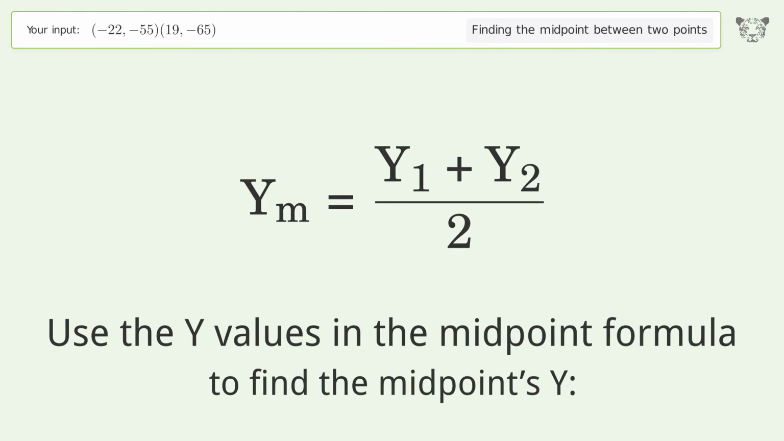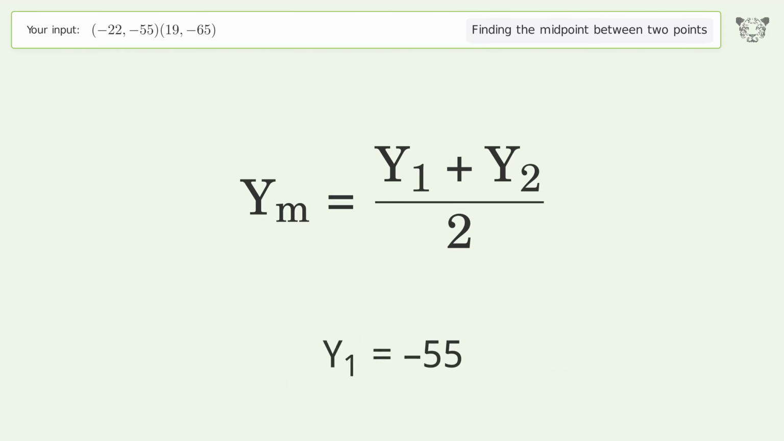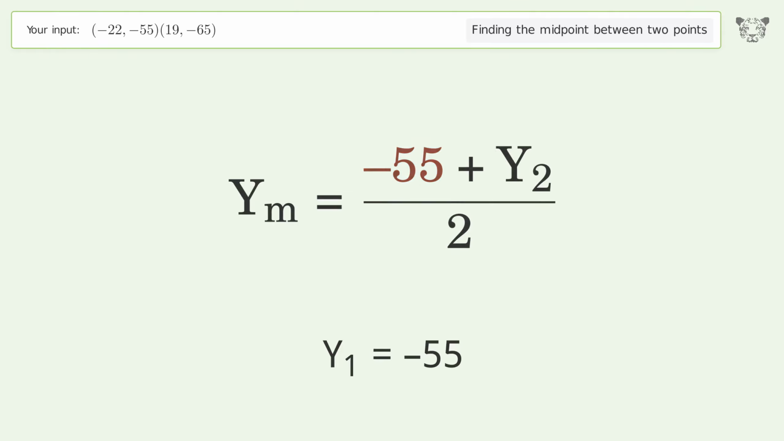Use the y values in the midpoint formula to find the midpoint's y. y1 equals -55. y2 equals -65. Simplify the arithmetic.